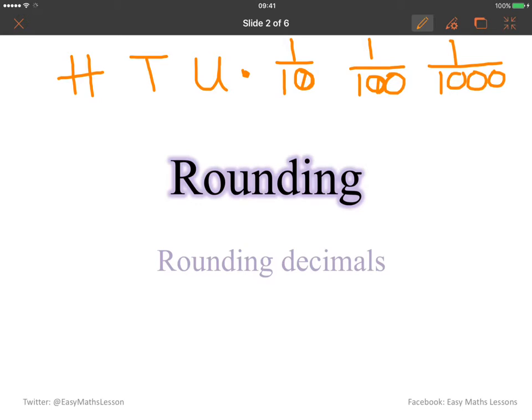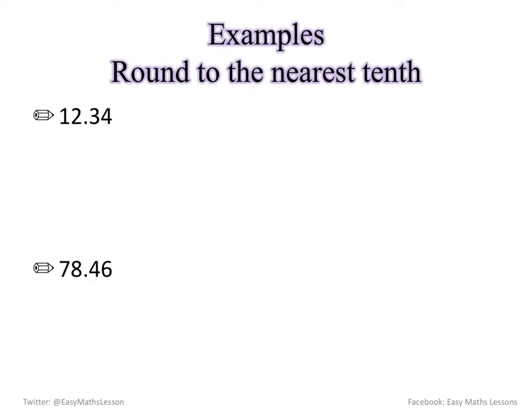So if you are asked to round to the nearest tenth, that means the first decimal place. If you are asked to round to the nearest 100th, then that's the second decimal place. And if you're asked to round to the nearest 1,000th, then that is the third decimal place. Okay, now this one is asking us to round to the nearest tenth. That means to one decimal place.